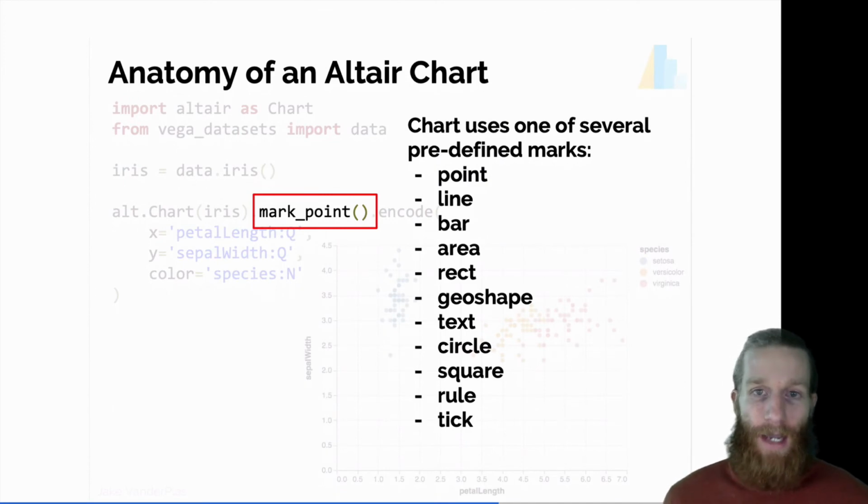The next is using the mark. So mark point. Here is where you can think about what you actually want to draw, and there are a lot of different choices that Altair provides for us: point, line, bar, area, rect, etc. And these are the primitives which we'll use to build out really any type of graphic. GeoShape if you want to do a choropleth.